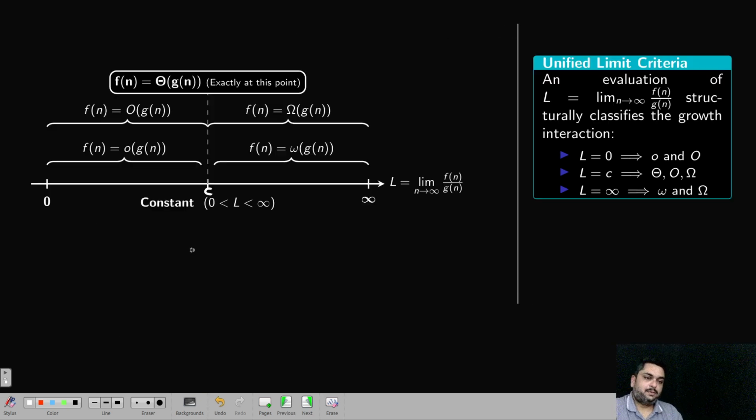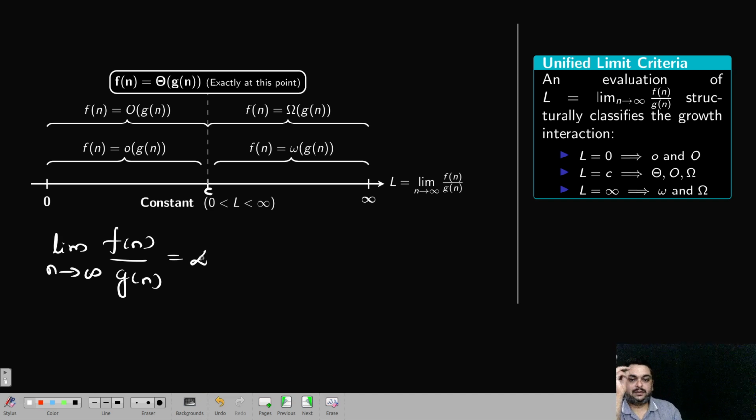For better understanding, let us understand the limit concept, and I'll represent it on a number line for your intuition. Based on the limit as n approaches infinity of f of n divided by g of n, we find some limit value. There are three different values possible. This limit can be 0, it can become some constant c, and it can become infinite. Three values are possible: 0, c, and infinite.